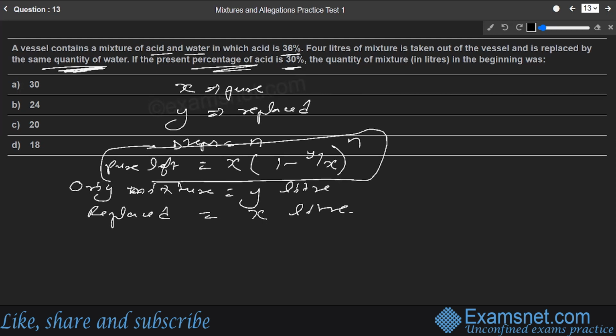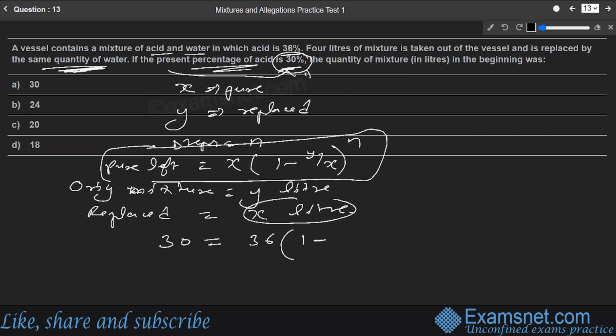Then we can write this as, okay, how much has been left out? They already say if the present percentage of acid becomes 30%, that after the procedure has been done, the percentage of the acid remains 30%. So replaced is 30% divided by original was how much? They say 36% was there. So let us take it as 36 multiplied by 1 minus how much has been replaced.